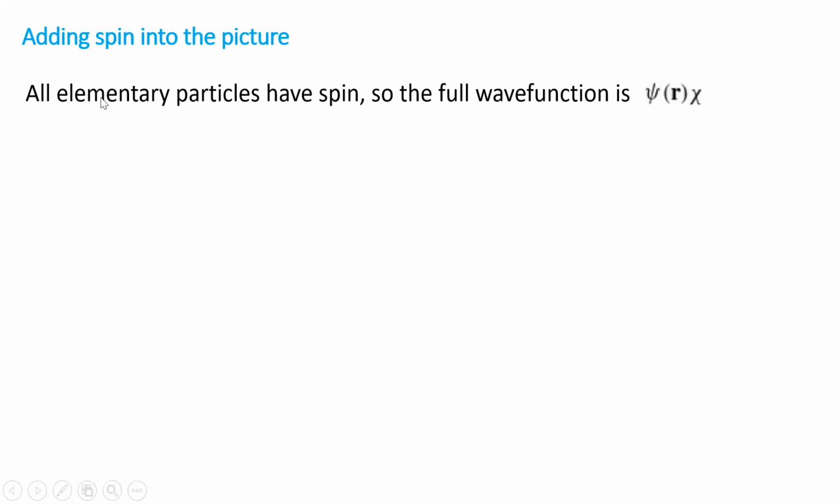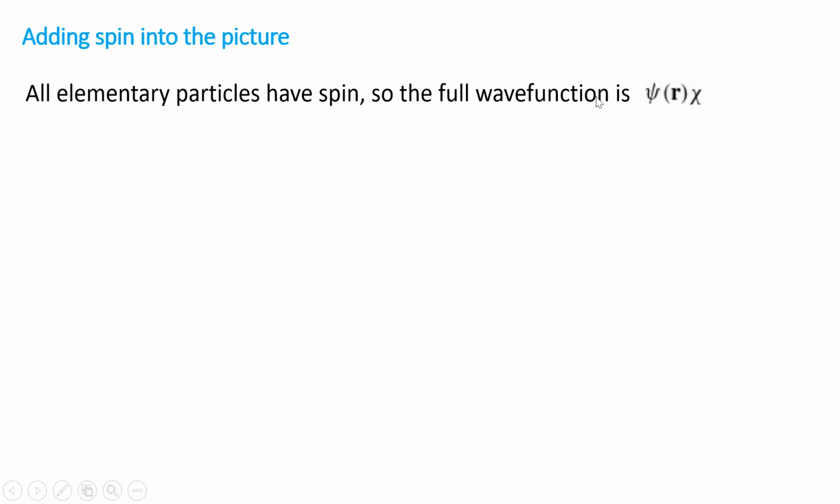Okay, to wrap up, let's add spin into the picture. We've recently talked about spin. How does that figure in? We haven't mentioned spin yet. Well, as we said, all elementary particles have spin. In fact, that's one of the properties of bosons and fermions: bosons have integer spin, fermions have half integer spin. So the full wave function would actually be a spatial part, psi of r, times a spin part, chi. Chi is the symbol most often used for the spin wave function.